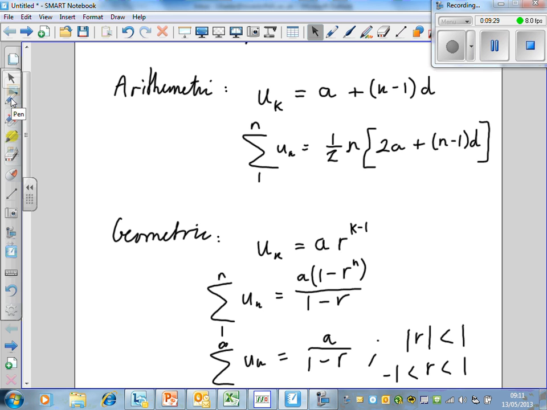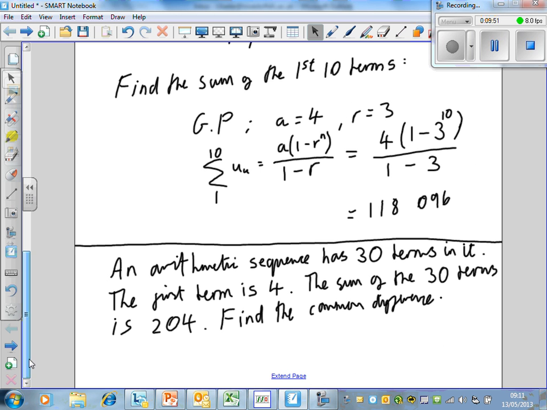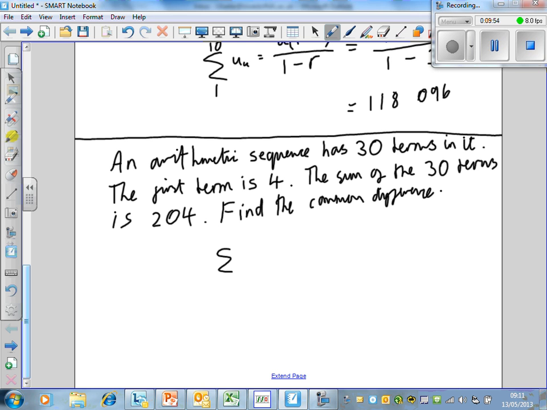Now, if we go back to the original formulas, which formula are we going to use? Are we going to use 1, 2, 3, 4, or 5? 2. Why 2? I gave you some information in the question which said the sum of all of these terms was 204. It's arithmetic, so we're going to use this formula. The sum of n terms of an arithmetic sequence is half n, 2 lots of A plus n minus 1 lots of D. Okay, that's the formula.